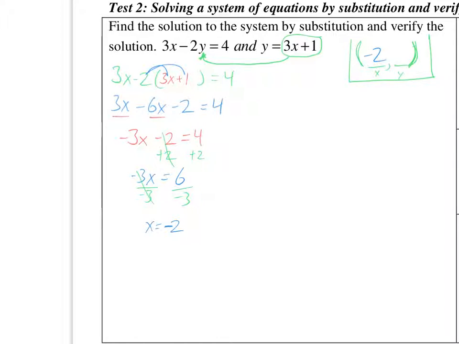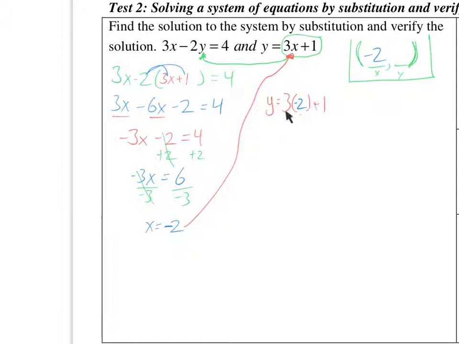So we are now going to take x and plug it into one of these two equations. Hopefully you can tell this equation will solve easier when I plug in for x. This one will take a little bit more work. So I'm going to take this negative 2, bring it up here, and plug it in for x. So I have y equals 3 times x plus 1, and we are putting negative 2 in for x. Again, we could have put negative 2 in the other equation and solved for y, but it's more work.